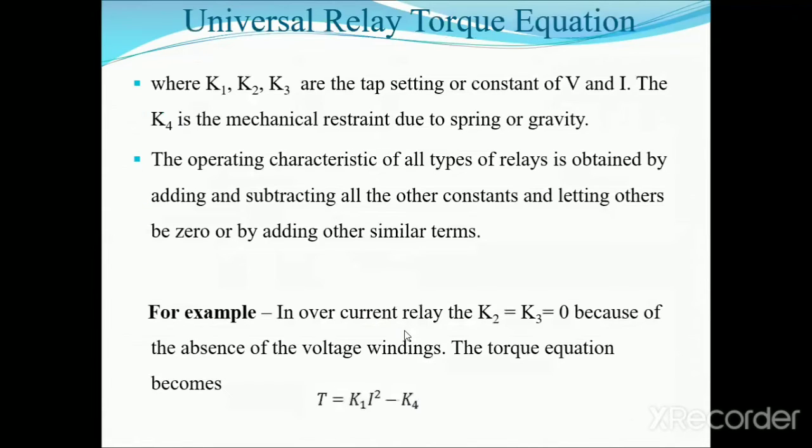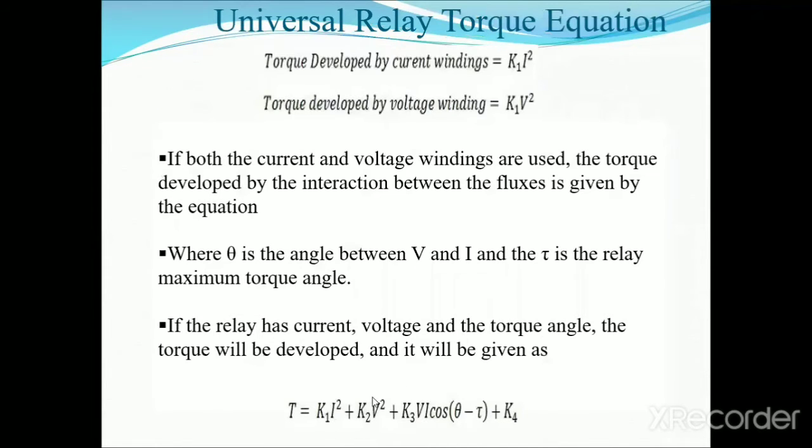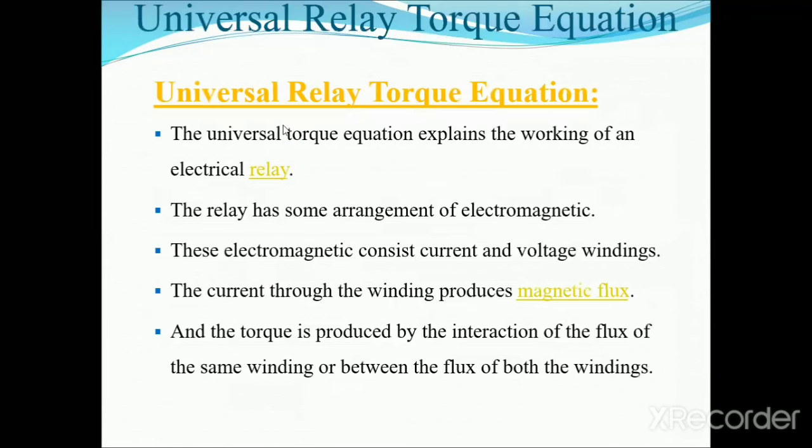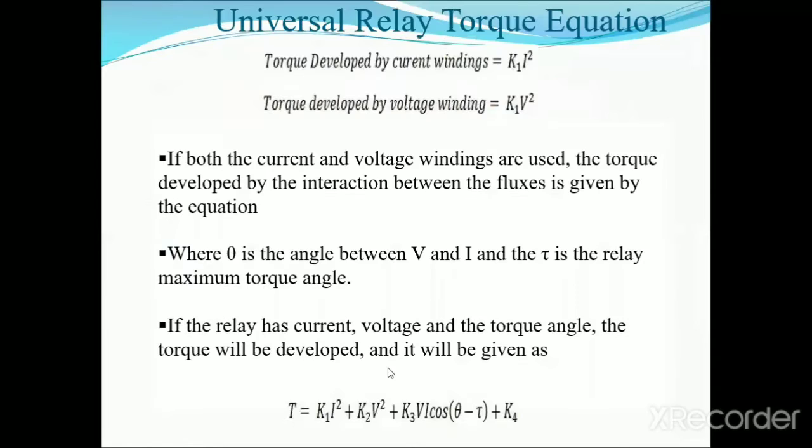This is the equation for the universal relay torque. By using this universal relay torque equation, we can explain the working of an electrical relay. The relay has an arrangement of electromagnets, which consist of a voltage and a current winding. The current flowing through the current winding produces magnetic flux, and the torque is produced by the interaction of the fluxes between the voltage and the current winding.